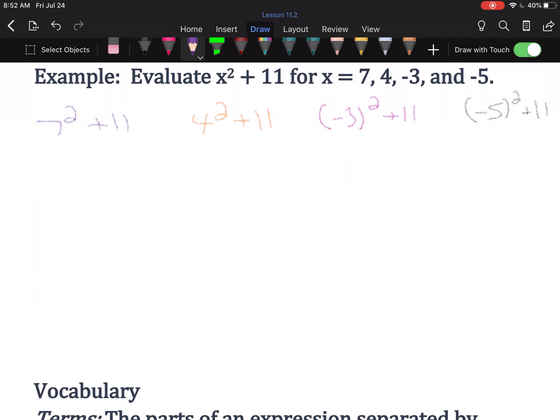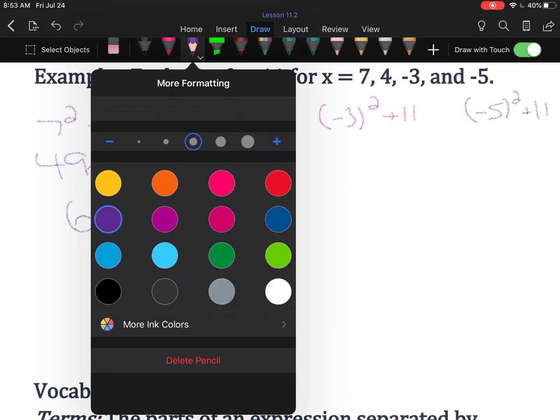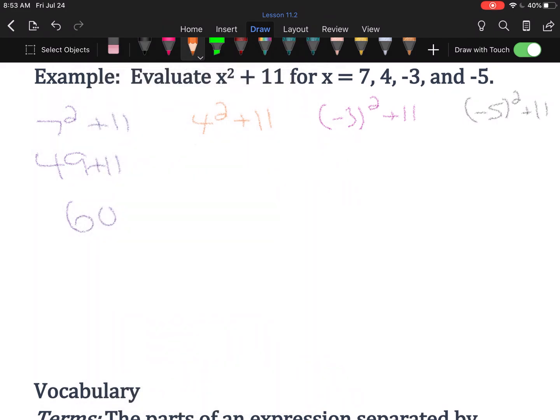Now, there's an exponent and there's addition. So exponent first, then add. 7 squared is 49. 49 and 11 is 60. 4 squared is 16. 16 and 11 is 27.